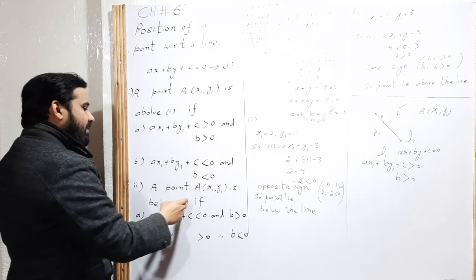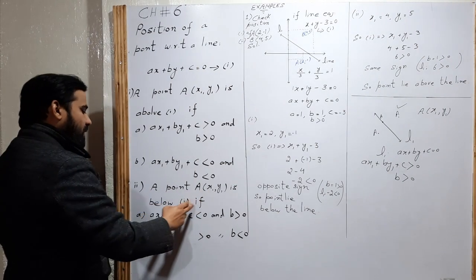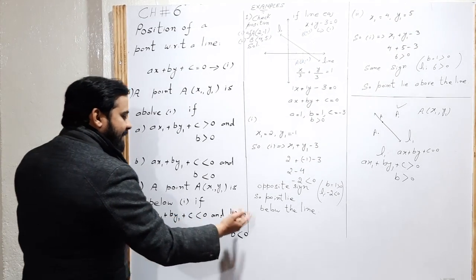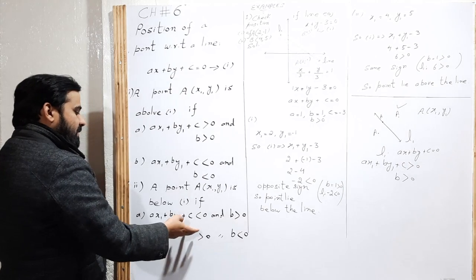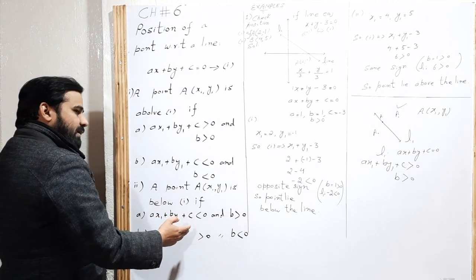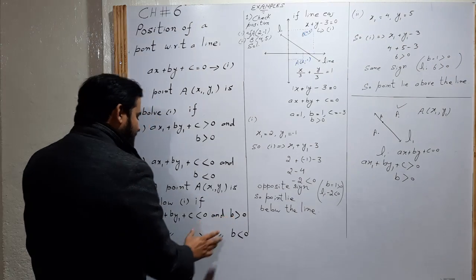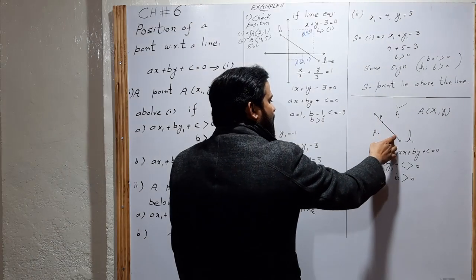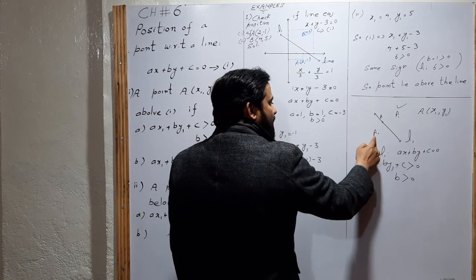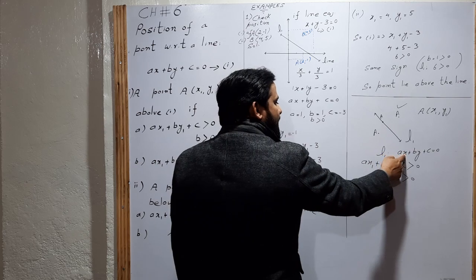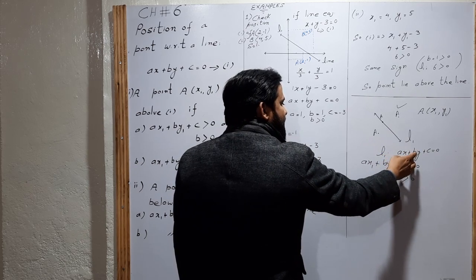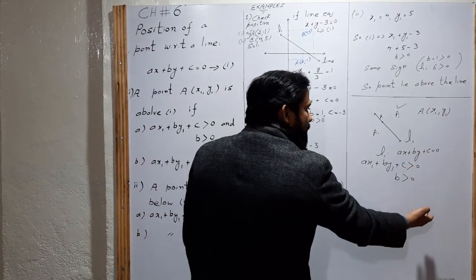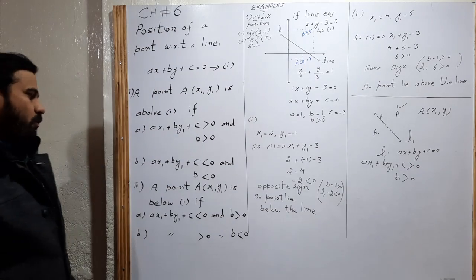Second case is that a point x1 y1 is below. There are two possibilities. If ax1 plus by1 plus c is less than 0 and b is greater than 0, it means that the opposite sign is there. After putting the point in the line it gives a negative result and b is greater than 0, opposite sign, it means that the point lies below the line. For example, in the diagram or graphically, if there is a line, in this case if we replace x by x1 and y by y1, if the result is less than 0 and b is in this case for example positive, then the point lies below the line.